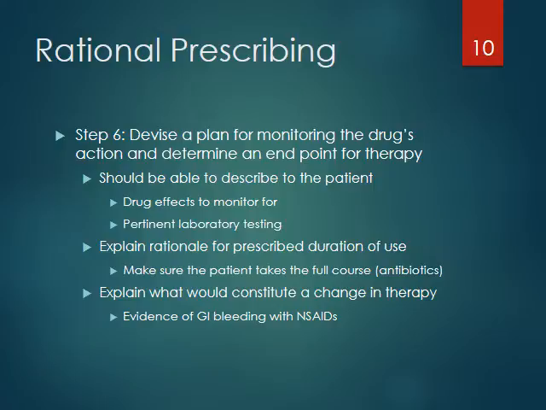And then the other thing is, if they stop taking the course of antibiotics too soon, especially if it was a true bacterial infection, that can lead to reemergence of the disease as the bacteria start to repopulate, and can lead to more resistant strains. So again, the rationale for the prescribed duration of use is really important for them to understand as well.